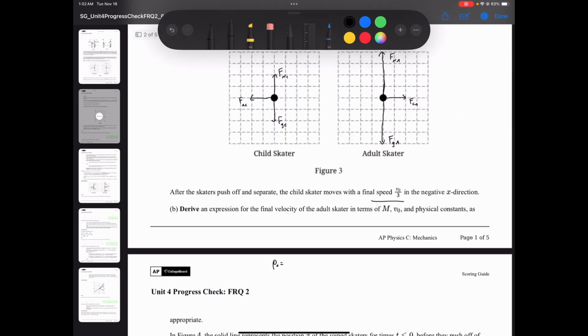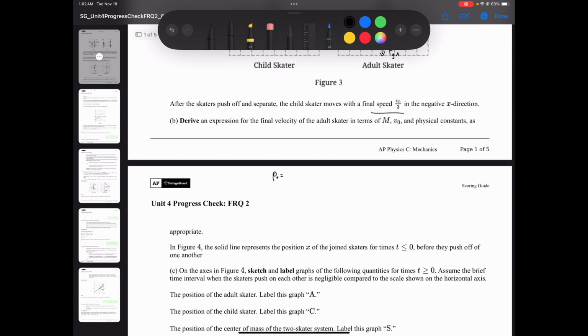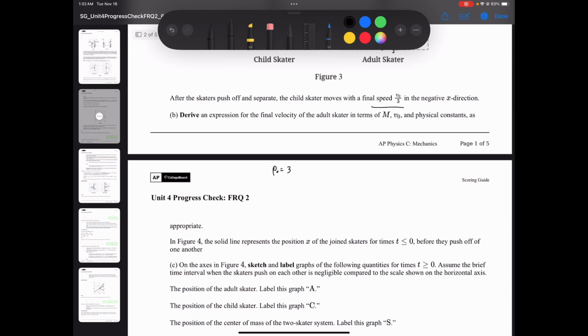So when we do conservation of momentum, we know the initial momentum is 3m times v naught, and that has to equal the final momentum. Now keep in mind, don't mess this up. The final momentum for the child is going to be negative, because it's going in the opposite direction. So be careful when you're doing conservation of momentum. The direction of the vectors is important. So this is going to be negative m v naught over 3. That's the final momentum of the child.